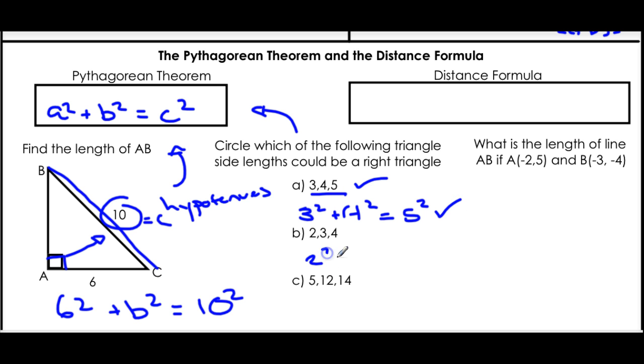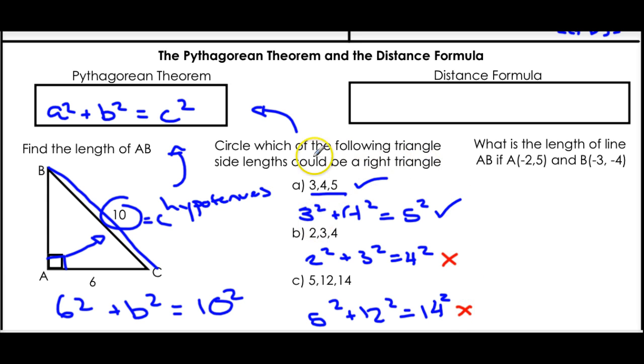We'll check the next one. 2 squared plus 3 squared equals 4 squared. I put that in the calculator. It says false. And finally, 5 squared plus 12 squared equals 14 squared. Put that in the calculator and it says false.